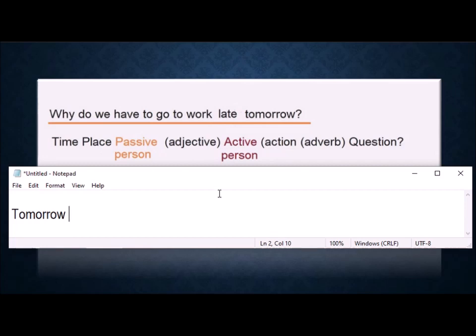And then we have place. Now where do we have to go? We have to go to work. Yes, that is our place. We go to work.